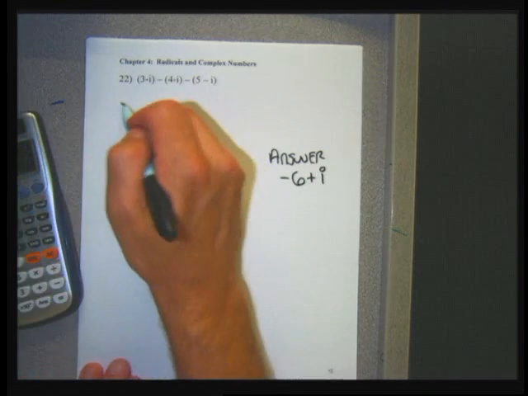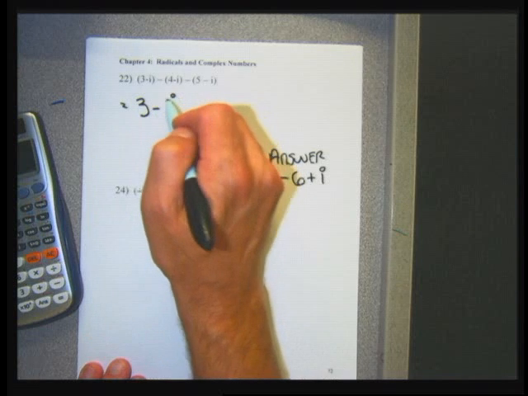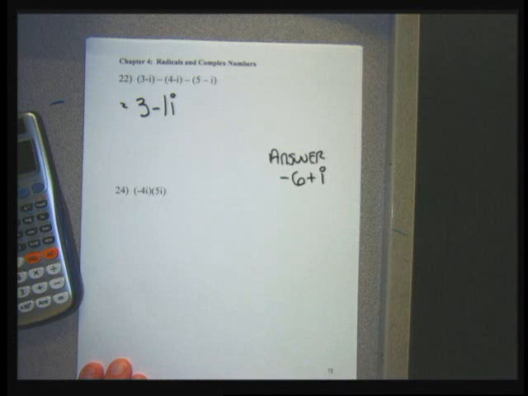By hand, I'm going to drop the first parentheses and write 3 minus i. I'm going to put the 1 that's implied in front of the i just because it might help me. Second parentheses, when I drop it, I need the opposite.